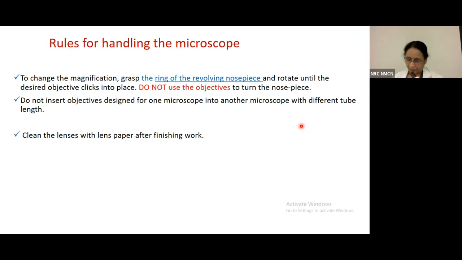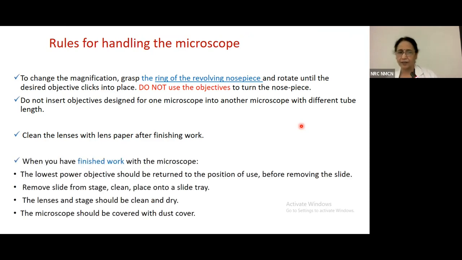Then clean the lens after you finish work, and when you have finished work with the microscope, you should again rotate the lowest power into position of use before removing the slide. You should not remove the slide while using 100x. It should be rotated to 4x or 10x. Then you remove the slide, clean the stage, clean the slide and place it into the slide tray. Then you should clean the lens and stage. And when you have finished, the stage should be clean and dry. And then you should cover the microscope with a dust cover. Thank you.